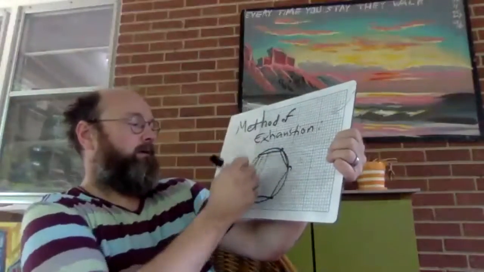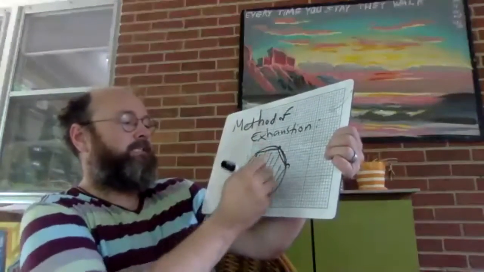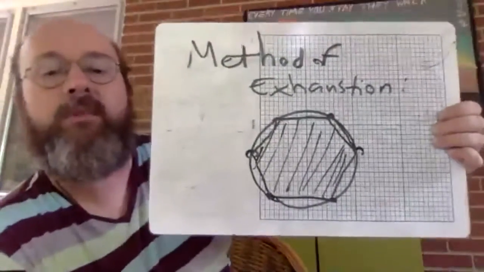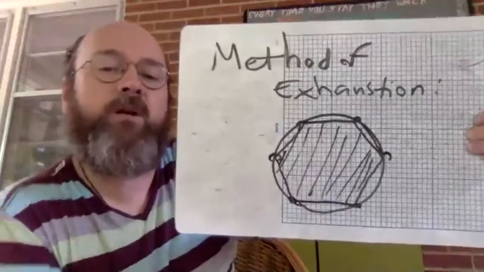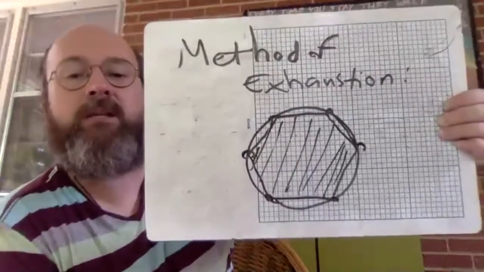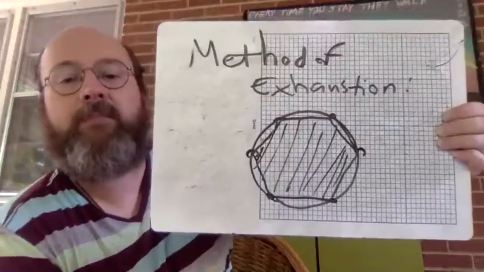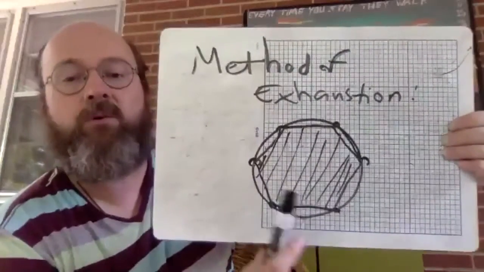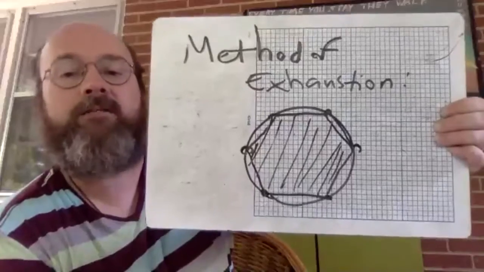And as you can see, the area, even of just a six-sided shape, is really pretty close to the area of the circle. So if you wanted to know the area of the circle, at least approximately, you could just find the area of this hexagon. And in fact, if you wanted to get a better approximation, you could make a 7 or an 8 or a 10 or a 100-sided figure.